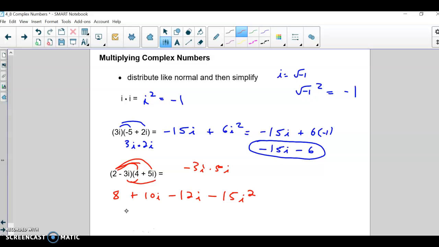All right, and then we're just going to clean this up some. So these are like terms, 10i minus 12i, so that's like negative 2i. And then this would become negative 1. So in the back here, we're going to have subtract 15 times negative 1, because i squared is negative 1. So that becomes 15. And then combine the 8 and the 15 to get 23. And then we have minus 2i. All right, and so on a multiply, you just got to FOIL and then clean it up a bunch. So our final answer, sorry I have a hard time circling stuff, but that's our final answer.